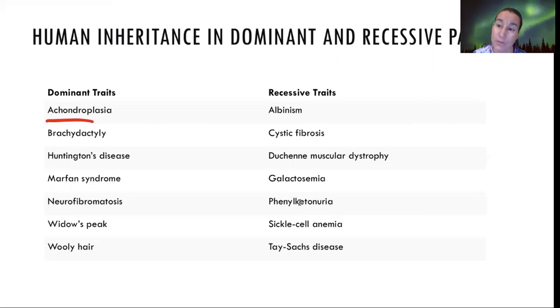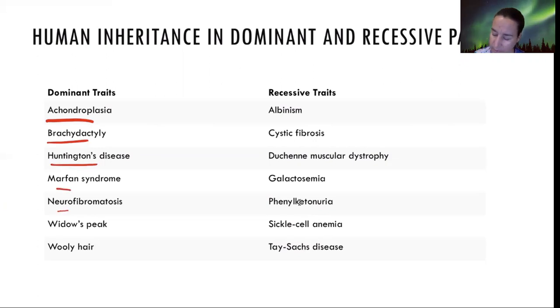Because your long bones, as you grow, have that growth plate, and that's made of cartilage. So chondroplasia is going to affect that. It's a dominant disorder. Brachydactyly, most of us are going to have 5 fingers, but some of us have 6 fingers. We have an extra finger, and that's brachydactyly. Huntington's is going to be a neurodegenerative disorder that we'll talk about in just a little bit.